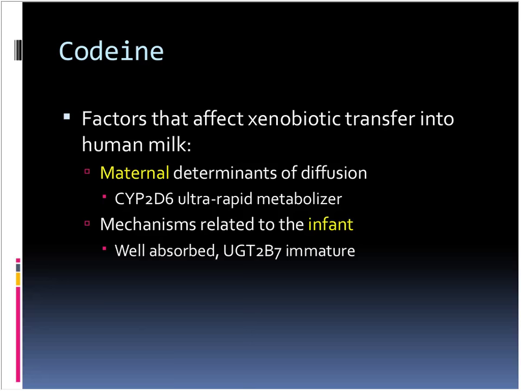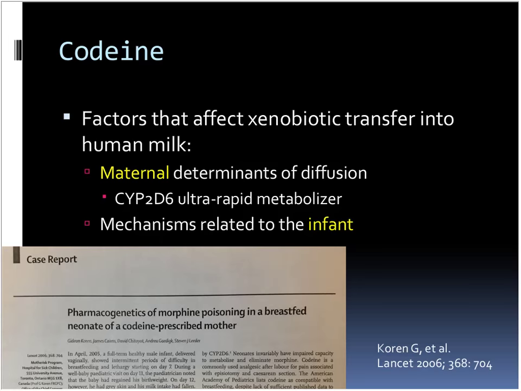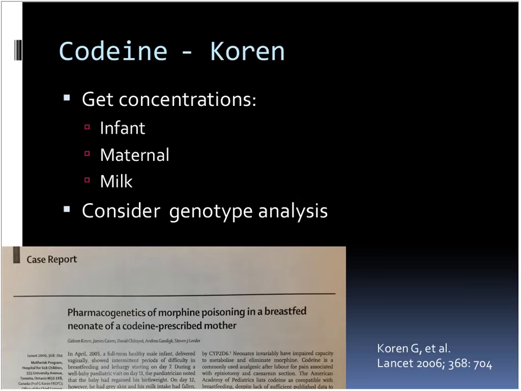In addition to that, while morphine is well absorbed, UGT, which is what we use to metabolize morphine, is fairly immature in a less than 2-week-old. And so another factor: not only was the infant exposed to a lot of morphine, but it also accumulated because the infant's clearance was decreased. So this has been published in The Lancet, and teaches us a little bit of a lesson on what to do when we have these situations.